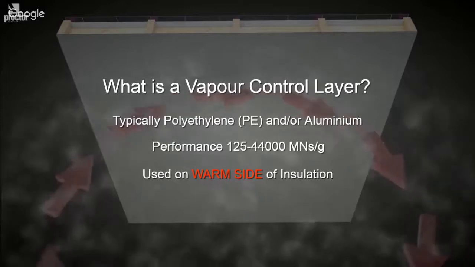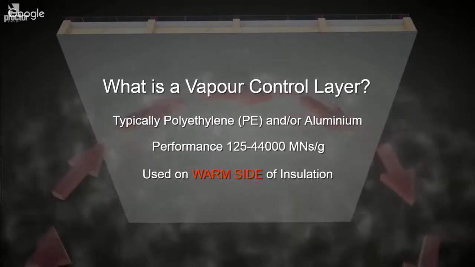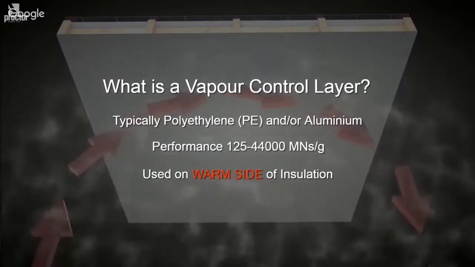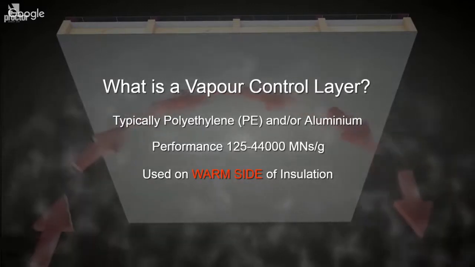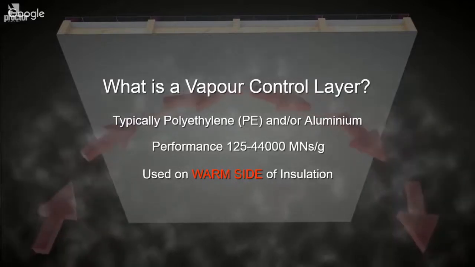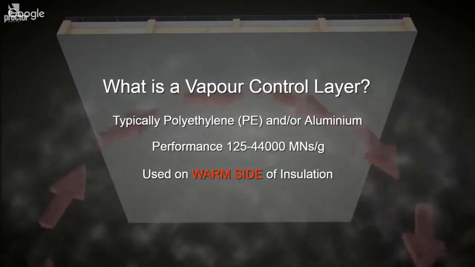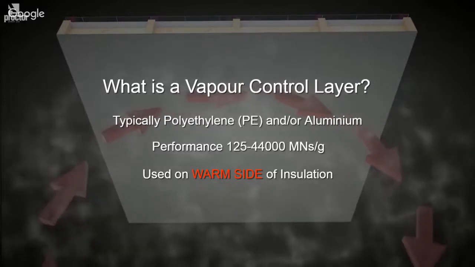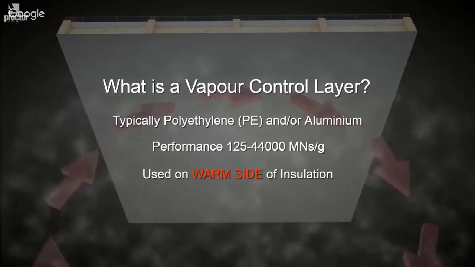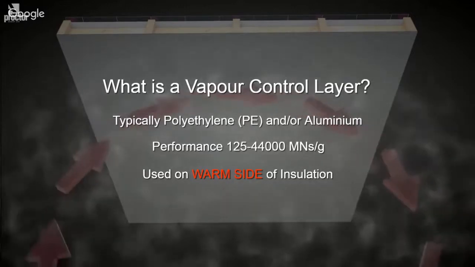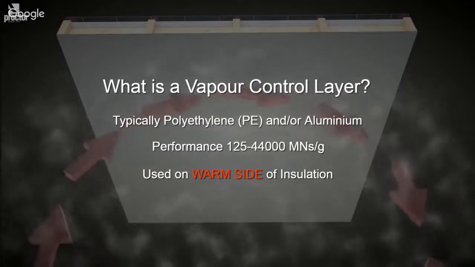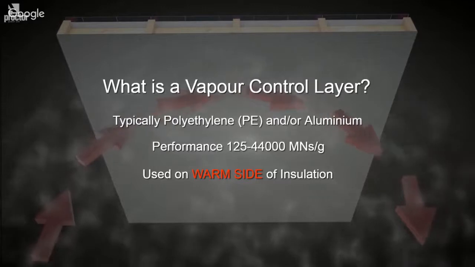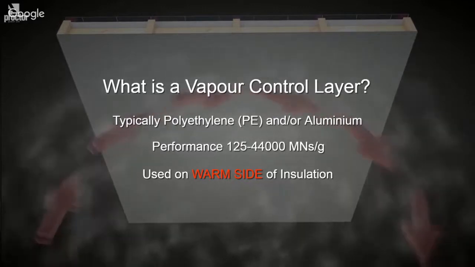So essentially, how much vapor is going to be generated within a particular dwelling or building will dictate the performance that the vapor control layer requires. For example, low-risk applications which are less humid, so perhaps a warehouse or an industrial unit, will typically use VCLs with a resistance of around 125 to 250 meganewton seconds per gram. But then you'll have a higher risk application, perhaps a swimming pool, and they will incorporate the aluminium foil like I spoke about earlier, and they might require resistances as high as 44,000 meganewton seconds per gram.